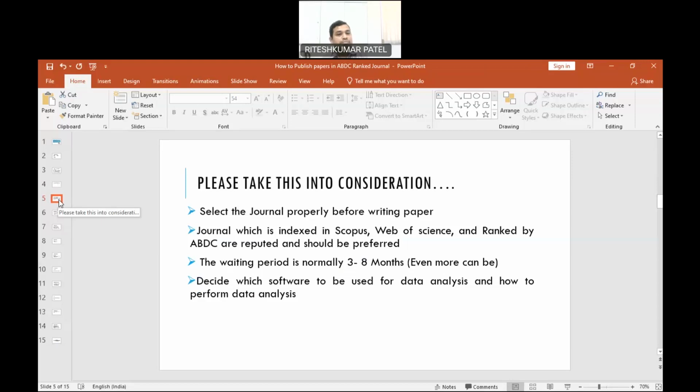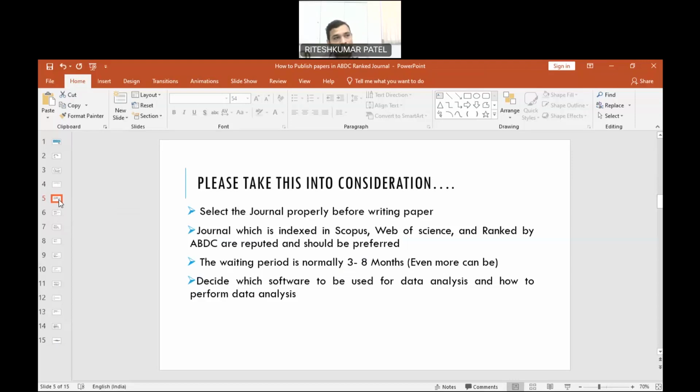First, select the journal properly before writing the paper. You need to make sure that the journal you have selected is an appropriate journal for that publication. Many times it happens that the paper doesn't fit the criteria, and that's why it may be rejected even at the editorial desk.